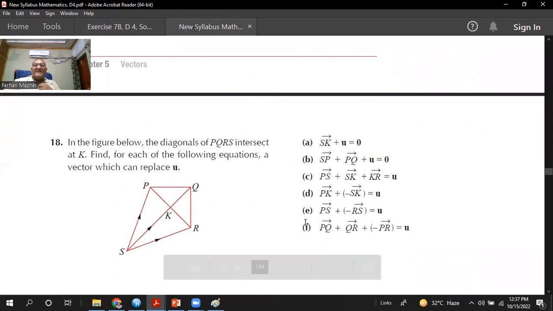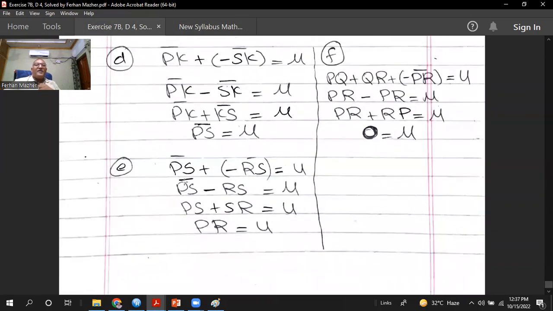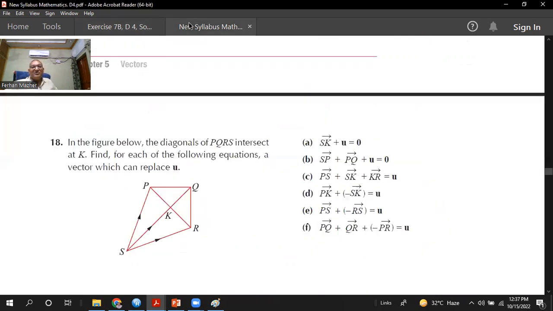Okay. Then they say PS plus minus RS equals U. So PS minus RS equals U. When this becomes positive, the order will change. PS plus SR equals U. So this will become PR. So PR is equal to U.